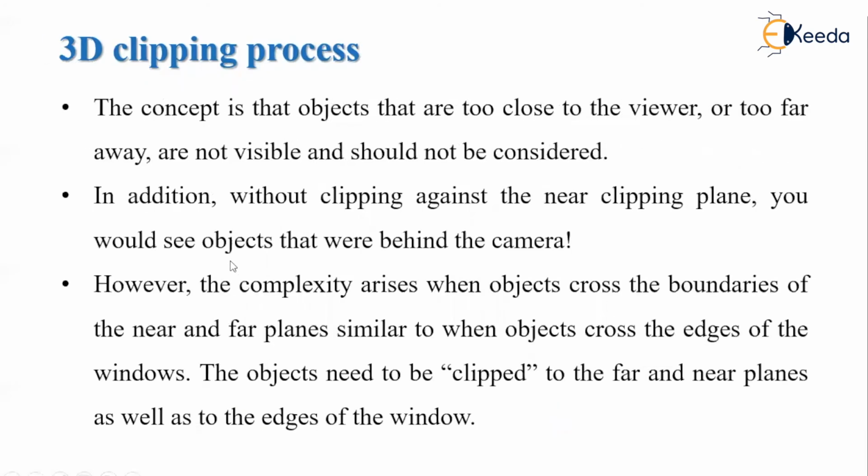Now the concept is what? The objects are either too close to the viewer or too far away from the user. So the objects which are not visible, we should not consider while performing the 3D clipping, even if we are considering it from any direction. In addition, without clipping against the near clipping plane, you would see the objects that were behind the camera. Means we have to reduce the complexity of the clipping process here.